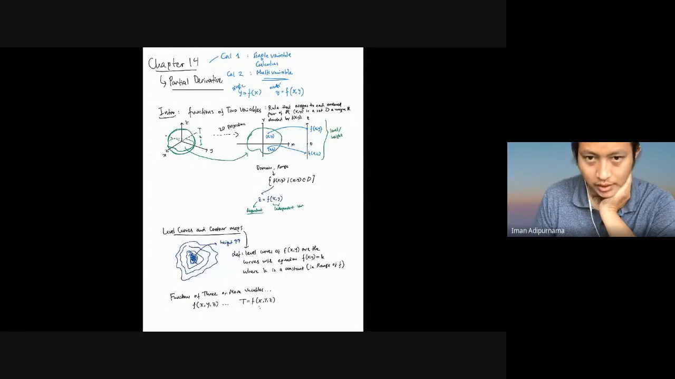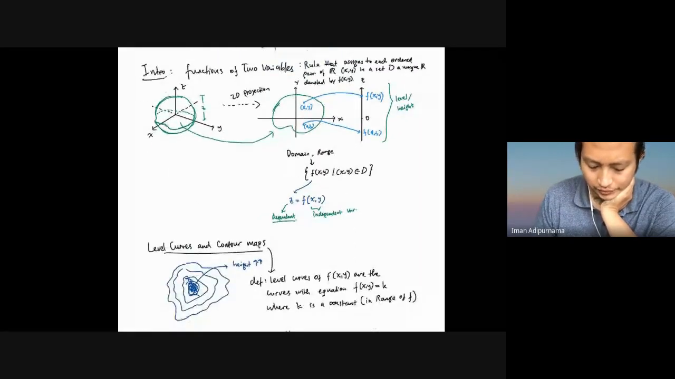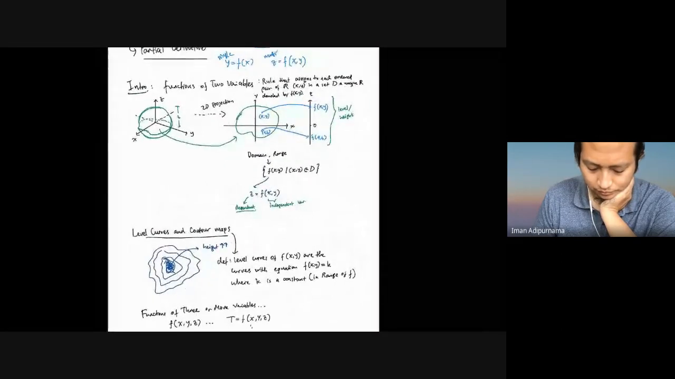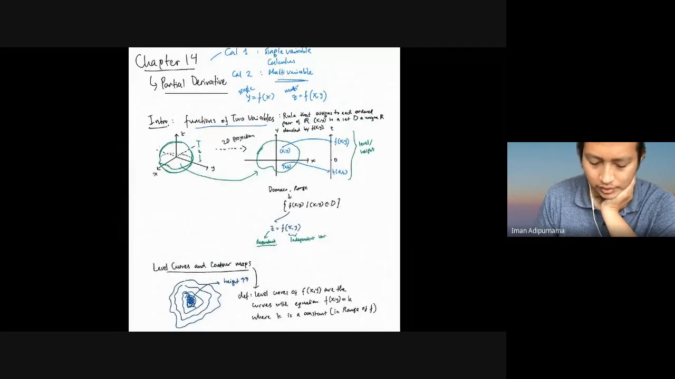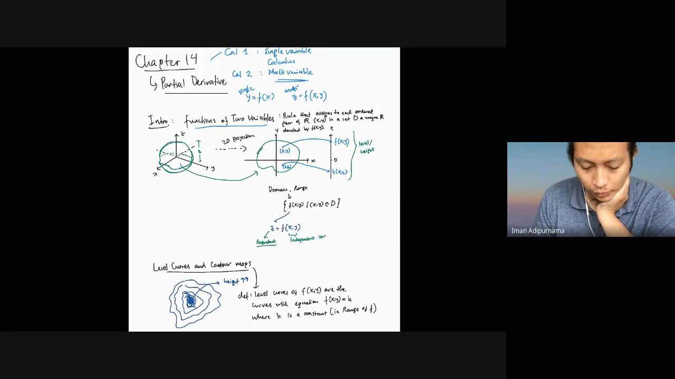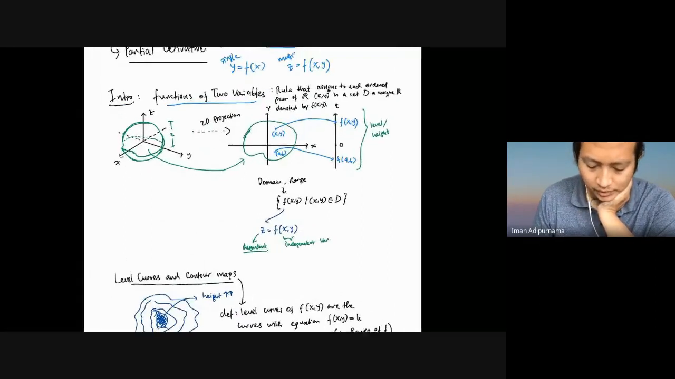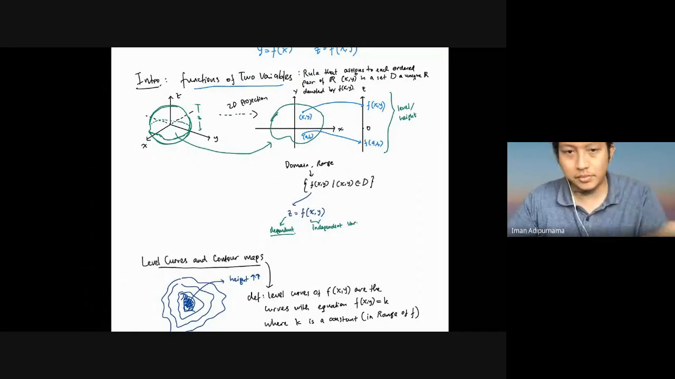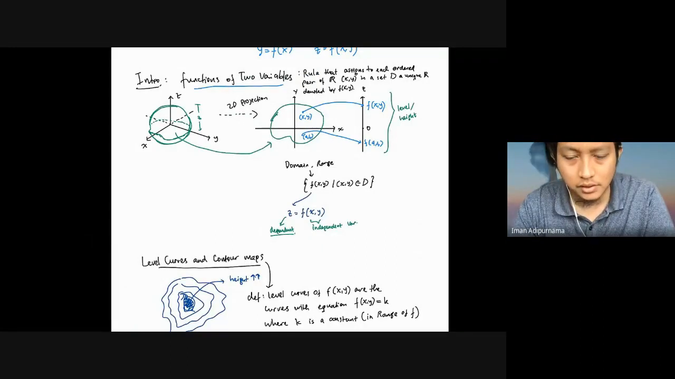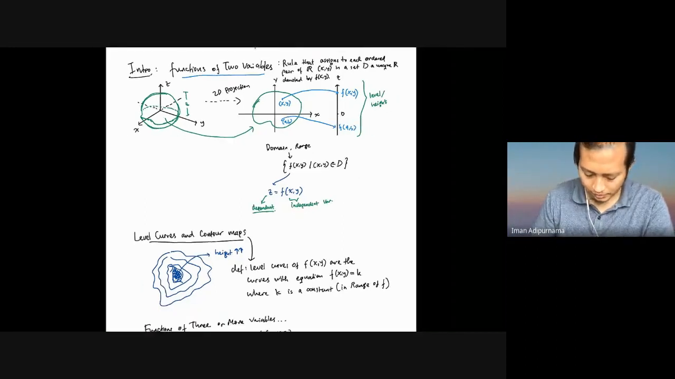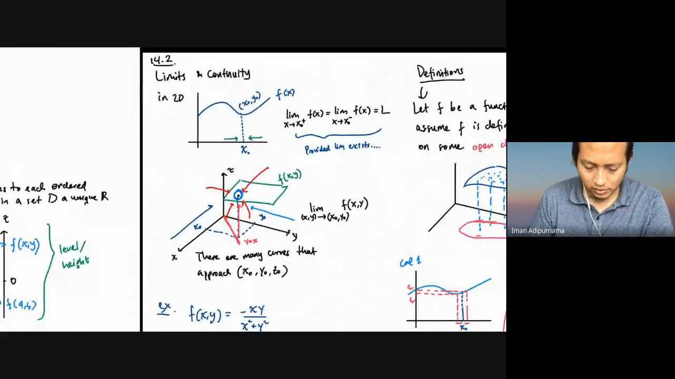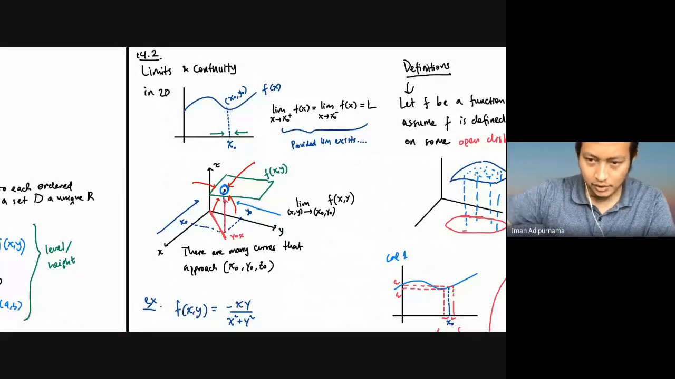This is what we have learned: the partial derivatives. We have learned the introduction, at least for functions of more than one variable, right? I think I already showed you before, so let me just skip that. Let me go here, where we are already at limits and continuity.